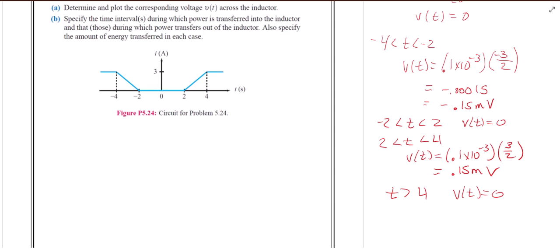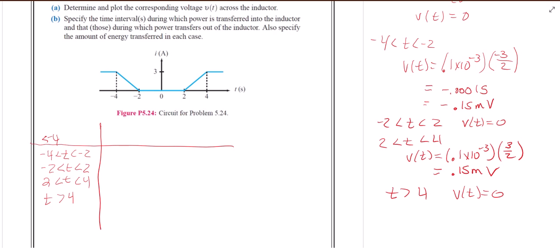Specify those time intervals during which power is transferred into the inductor and those during which power transfers out of the inductor. Also specify the amount of energy transferred in each case. So let me just make a little chart here. We have our intervals, so we have t less than -4, and then we have -4 is less than t is less than -2, and then we have -2 is less than t is less than 2, 2 is less than t is less than 4, and t is greater than 4.